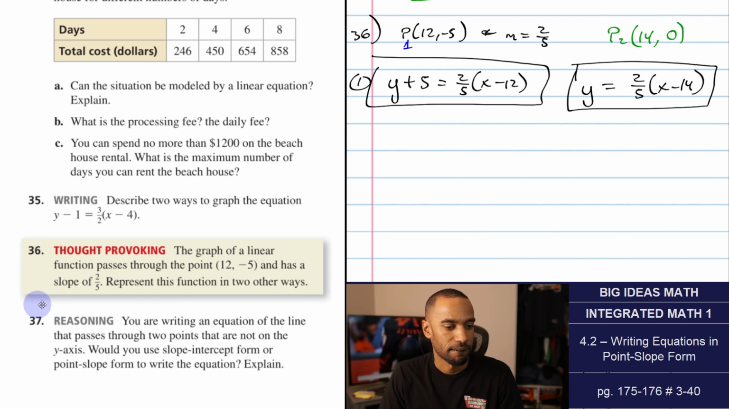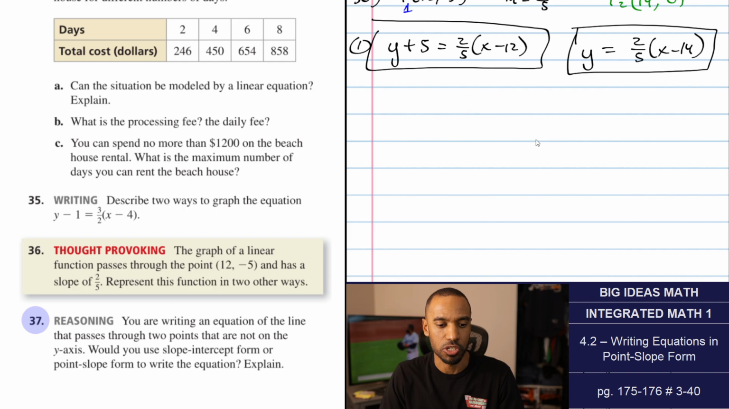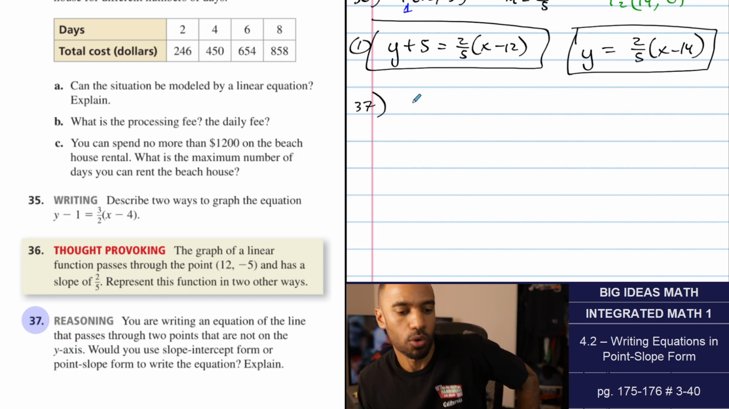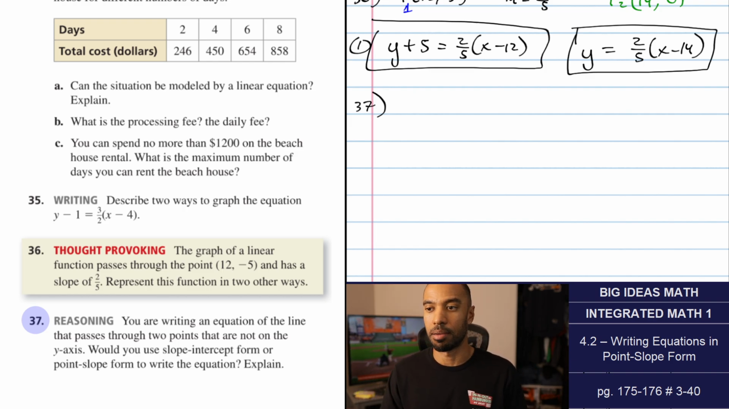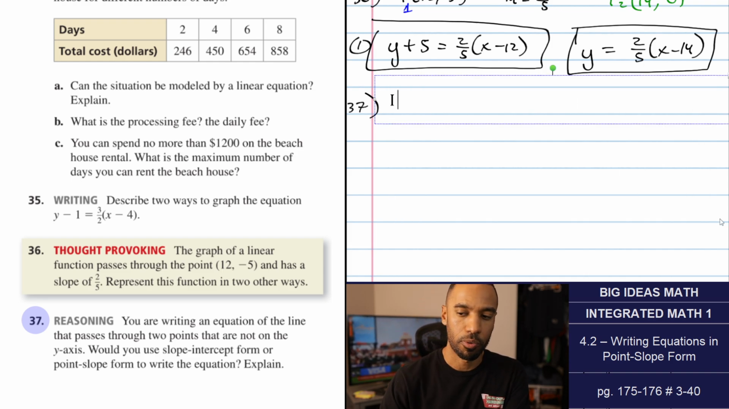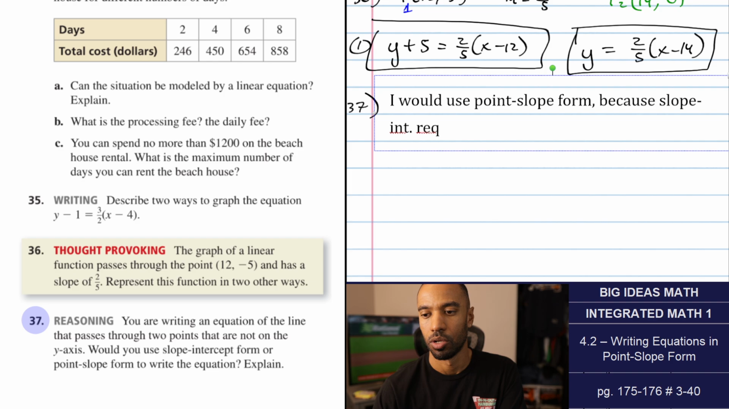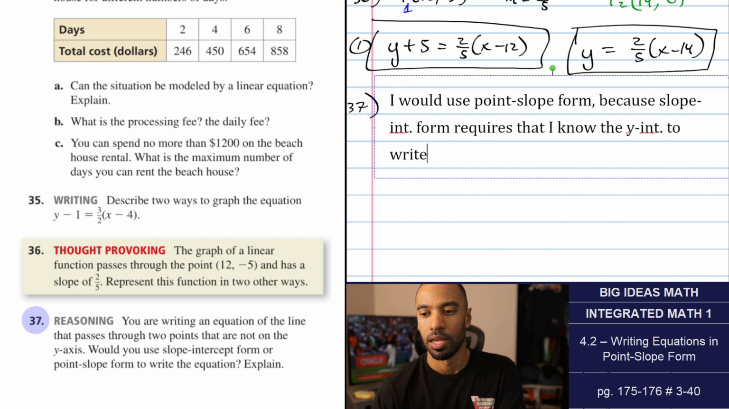Number 37. Reasoning. You are writing an equation of the line that passes through 2 points that are not on the y-axis. Would you use slope-intercept form or point-slope form to write the equation? Explain. Well, it's a very leading question here, but you would use point-slope form. I would use point-slope form because slope-intercept form requires that I know the y-intercept to write out.